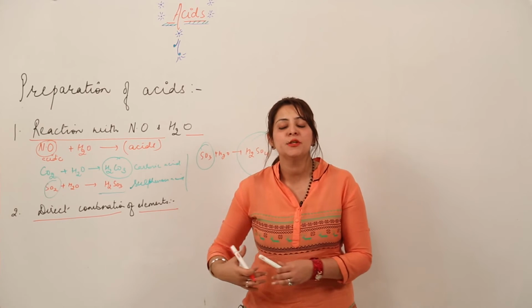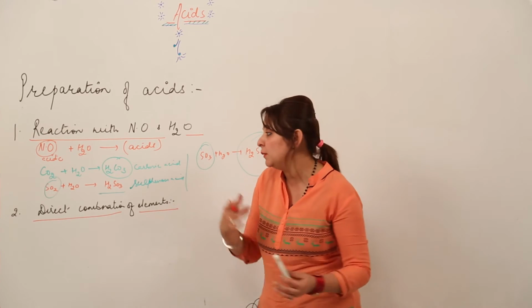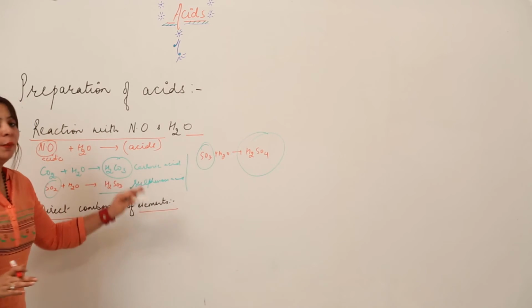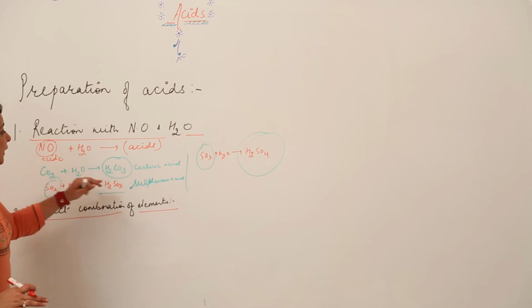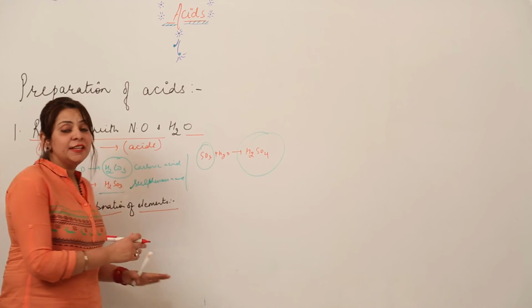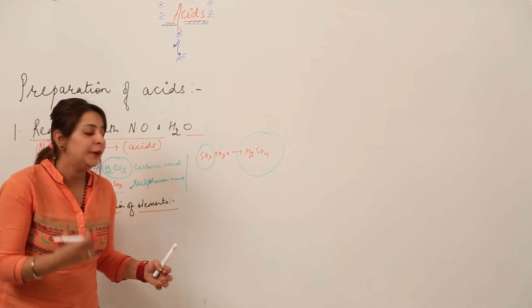A similar kind of thing happens when you get HNO2, nitrous acid, and HNO3, nitric acid. In a similar manner it occurs. So this is the method by which we can form acids, and as you can see, sulfurous, sulfuric and nitric acids are all strong acids. So this is the method by which we can prepare them.